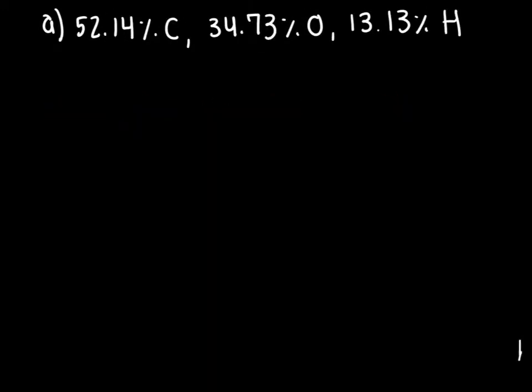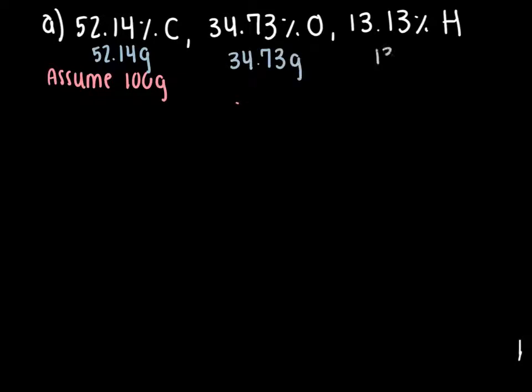Okay, so in Part A, you're given the percent mass of carbon, oxygen, and hydrogen in a compound. First, we want to assume that the total mass of this sample is 100 grams, so that the mass of each element equals the percent given. So for Part A, when we assume a 100-gram sample, the 52.14% carbon becomes 52.14 grams of carbon. The same applies for the 34.73% oxygen and for the hydrogen.